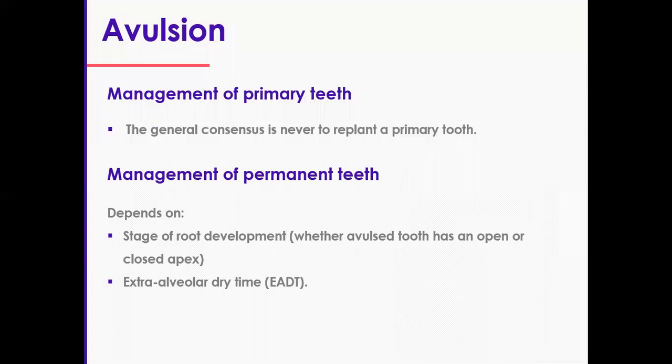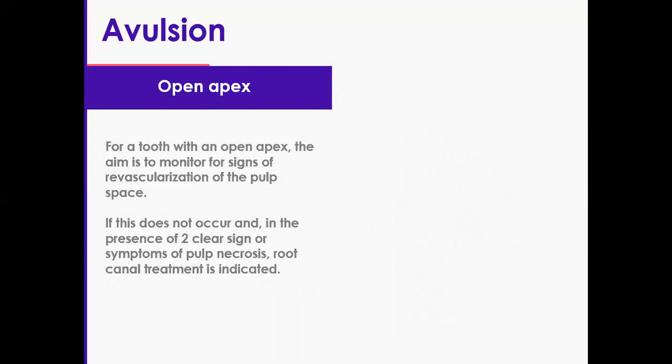In permanent teeth, however, it really depends first on the stage of root development, so whether you have an open apex or not, and second on the extra-alveolar dry time, which is the time since the tooth left the socket and was exposed without being in any transport medium. So the dry time is very important, and these two dictate how you're going to manage the avulsed teeth.